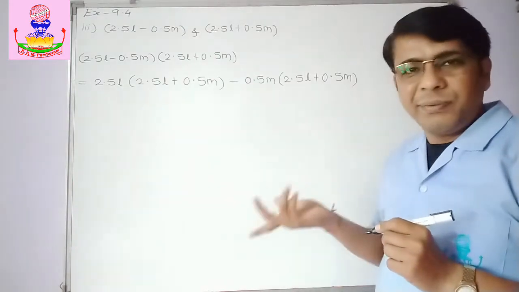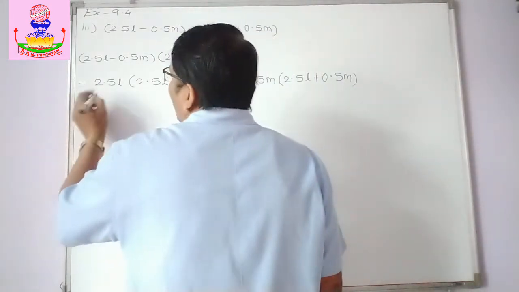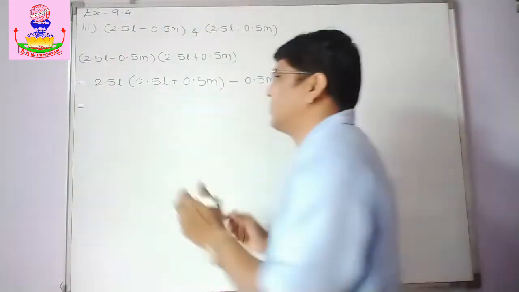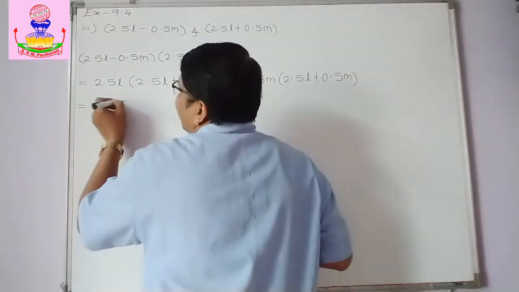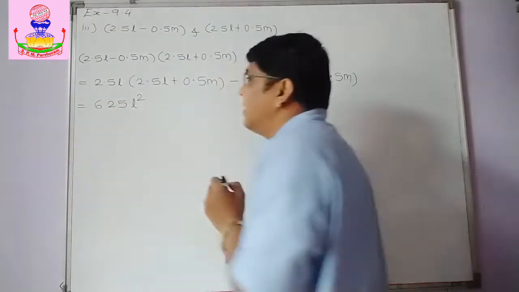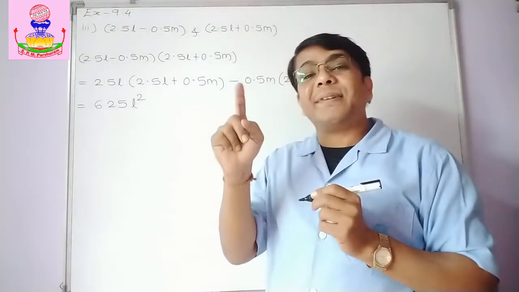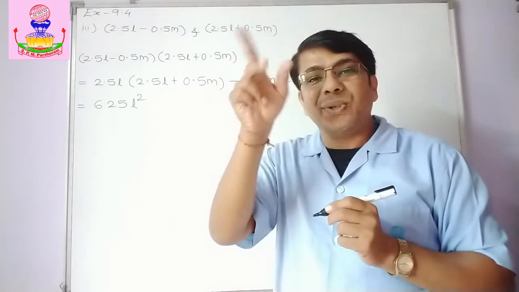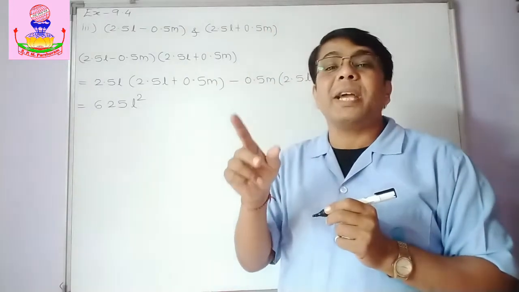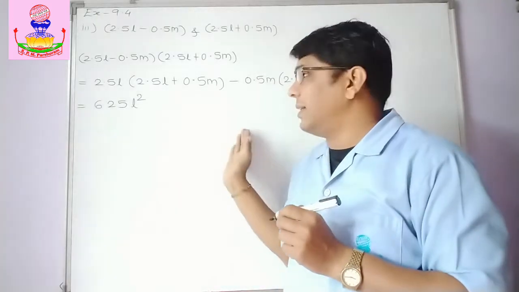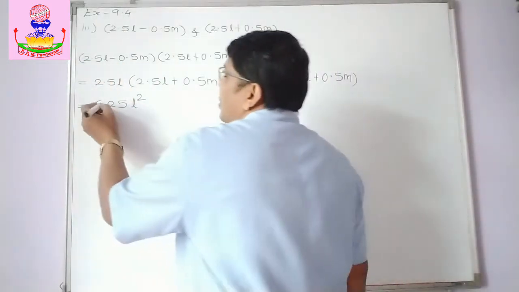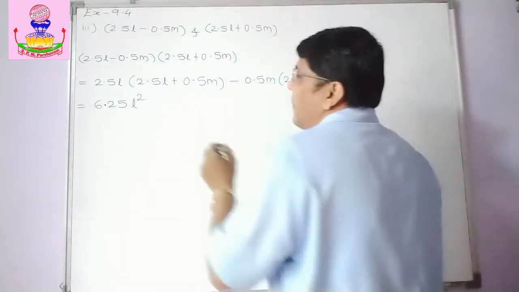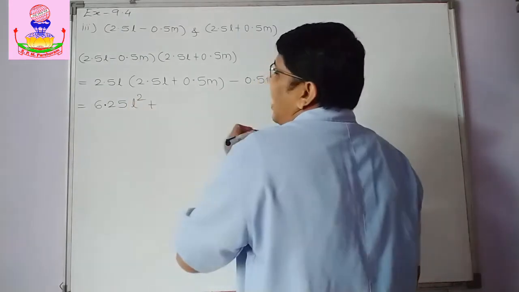Now monomial by binomial, we are well acquainted with it. Now 2.5 into 2.5, so 25 25s are, yes, 625. L into L, L square. But here, how many digits are there after decimal point? This one and this. So total 2. 1, 2, 2 digits. So decimal point should be after 2 digits, that too from right hand side towards left hand side. So it will be 6.25L square. Okay? Plus.